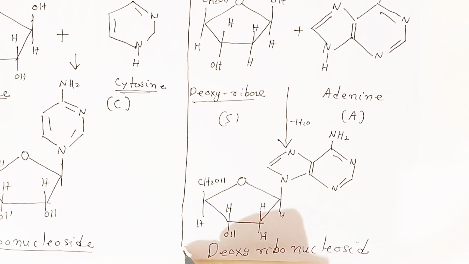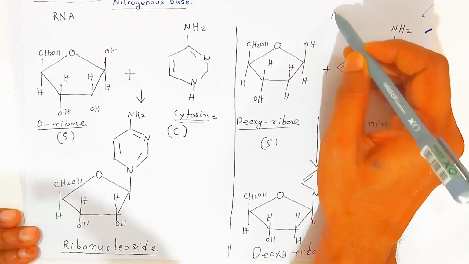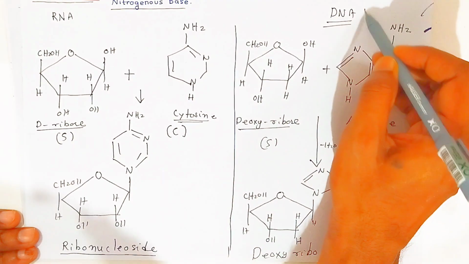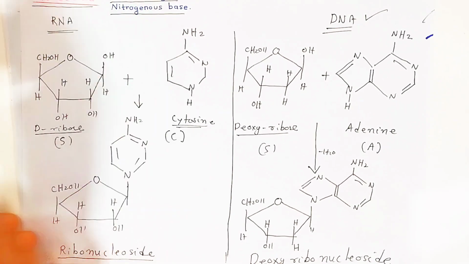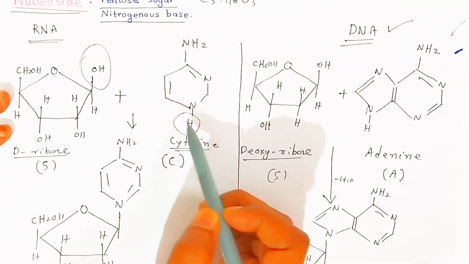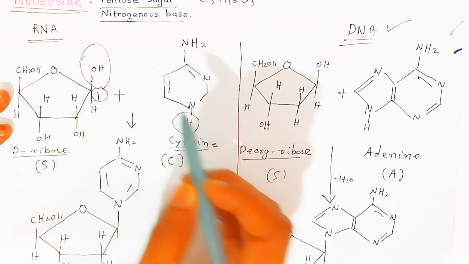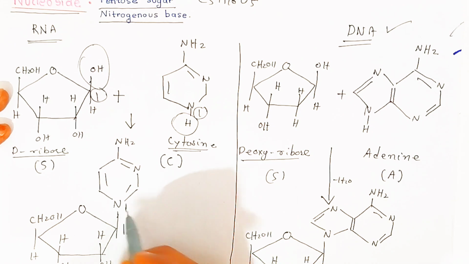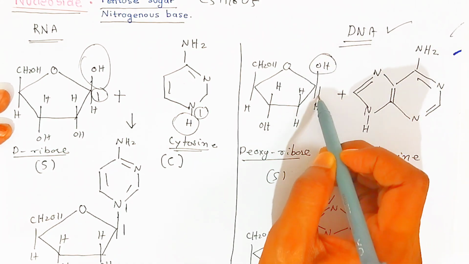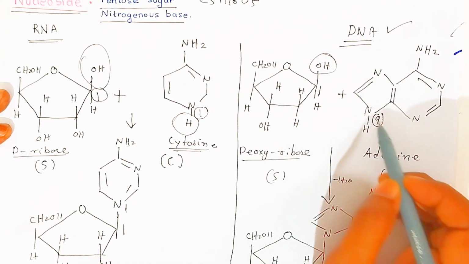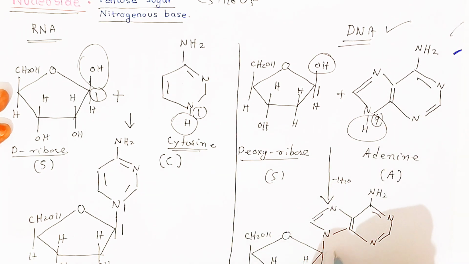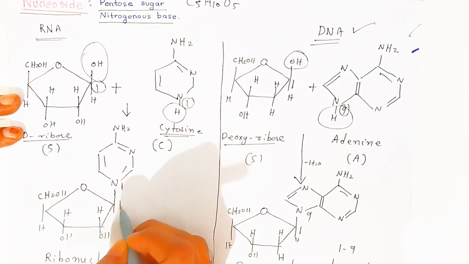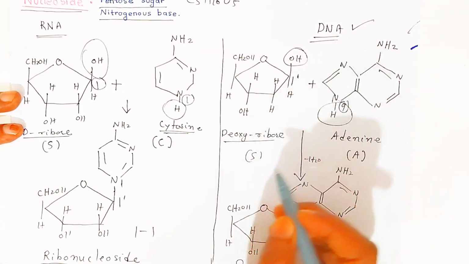So mostly these nucleosides are present in DNA. Deoxyribonucleosides are mostly present in DNA, and ribonucleosides are present in RNA. Understanding, students? Now here, the hydrogen of this nitrogen will combine with the hydroxyl of the first carbon. When you number the cytosine, this is the first, so you can say a 1-1 combination. Hydroxyl of the first carbon combines with the 9th hydrogen of this adenine, and it will form the 1-9 combination. Here the 1 is for the sugar.